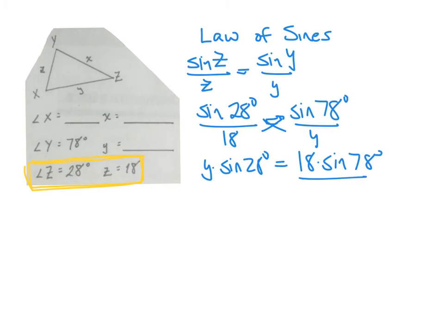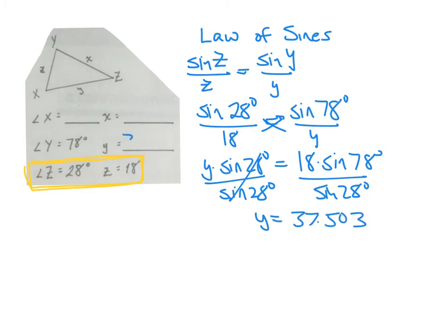Last thing to do is divide both sides by the sine of 28 degrees, and then move over to the calculator and let it calculate. When it's all finished, we see that y is equal to 37.503. So that will be our side length.